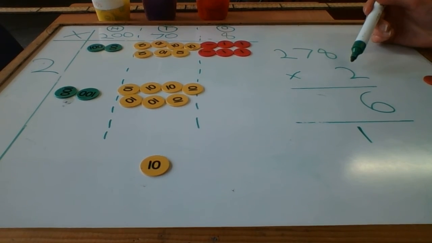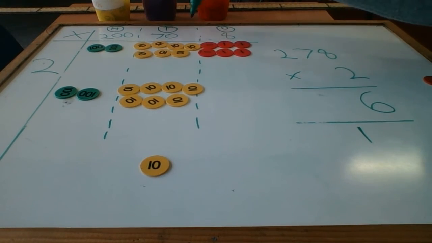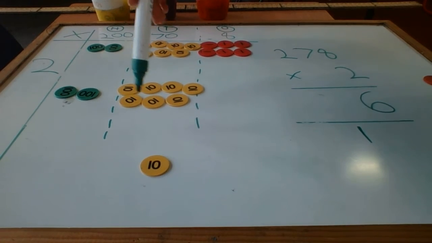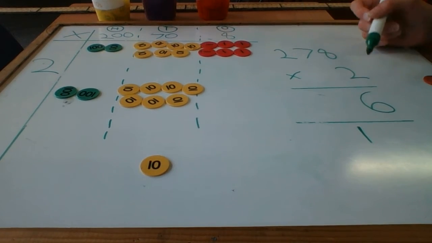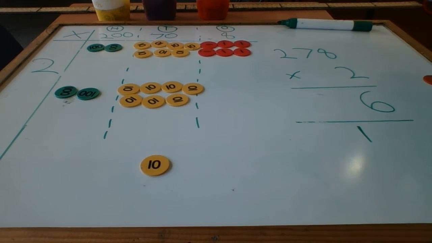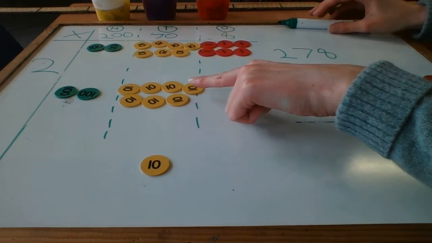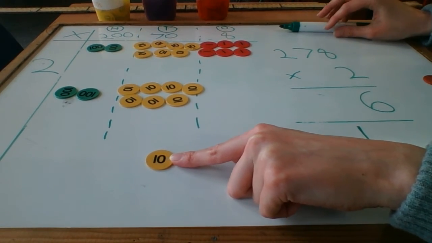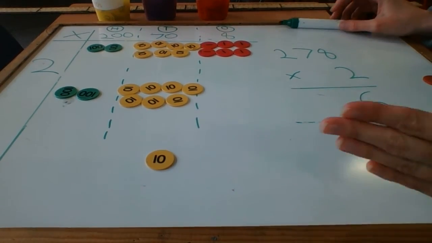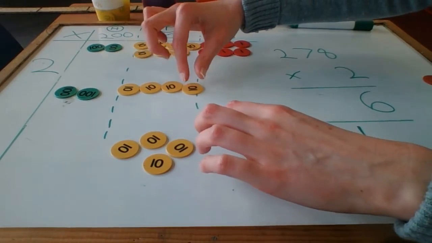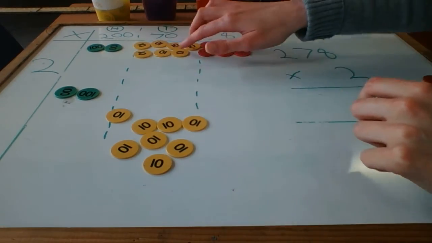Let's look at the tens. 2 times 7 or 2 times 70. 2 times 7 is 14. 2 times 7 tens is 14 tens, 140. So with 140, an extra 10, 150. 150, there's 100 in that. So 1, 2, 3, 4, 5, 6, 7, 8, 9, 10.